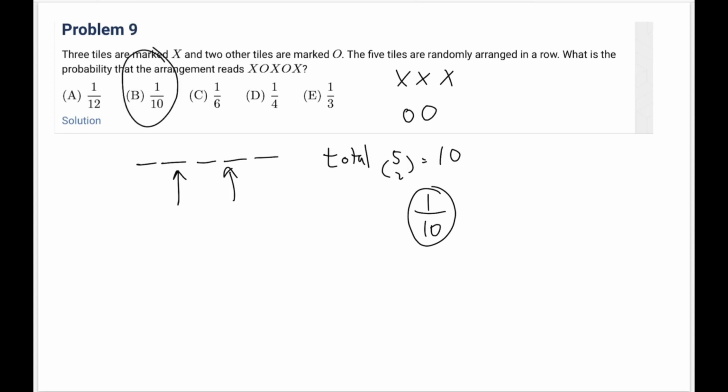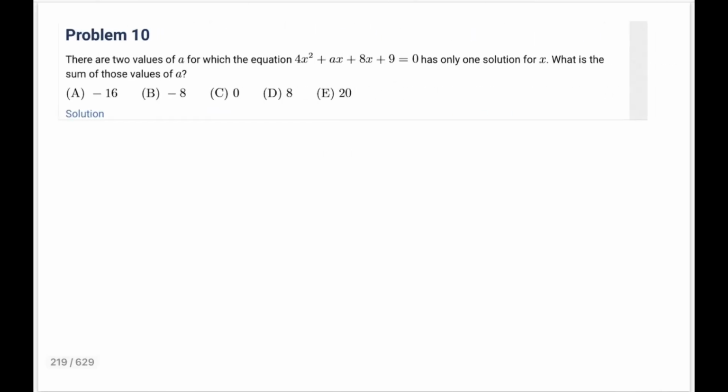The answer is B. Number 10, there are 2 values of a for which the equation 4x squared plus (a plus 8)x plus 9 has only one solution for x. What is the sum of those values of a? Right, so let's say that it's 4x squared plus (a plus 8)x plus 9 equals 0.